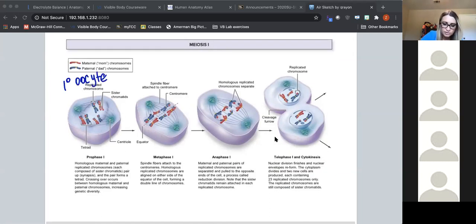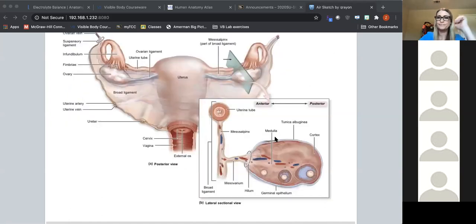So the oogonium would be before this process. All right, so the oogonium divides, produces two primary oocytes, and then the primary oocytes will enter meiosis if they're stimulated to do so. So all of this is happening before birth.